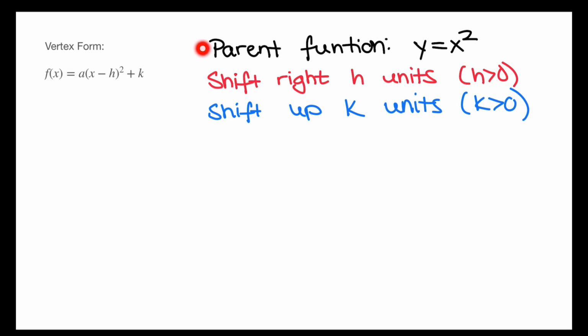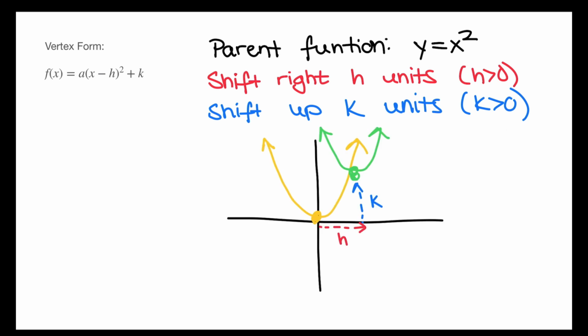For example, if we start with the parent function, y equals x squared, that's our basic parabola. This minus h is going to shift the graph right h units, if h is positive. The plus k will shift the graph up k units, if k is positive. So my basic parent function, y equals x squared, would look like this yellow parabola. If I move it over to the right h units, up k units, that shifts the graph's location to what I've drawn in green.